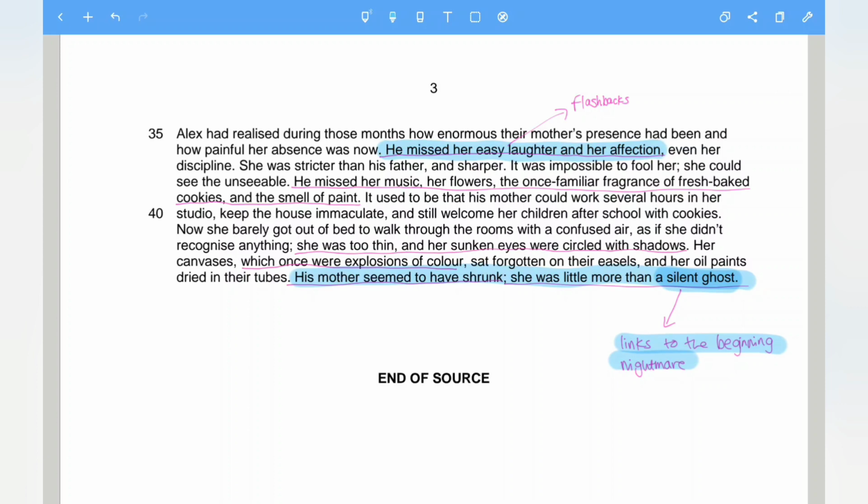And remember to talk about how it interests the reader. Absolutely crucial. Now moving on to the question, I did want to show you all how I would answer the question. So it goes like the following.